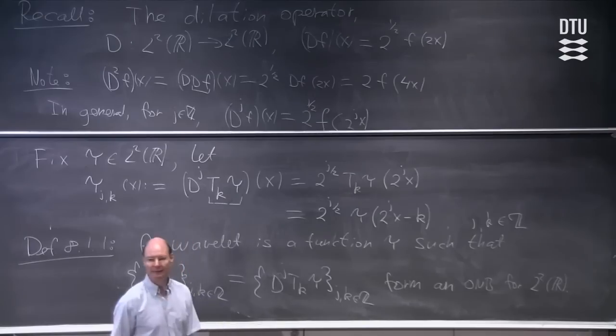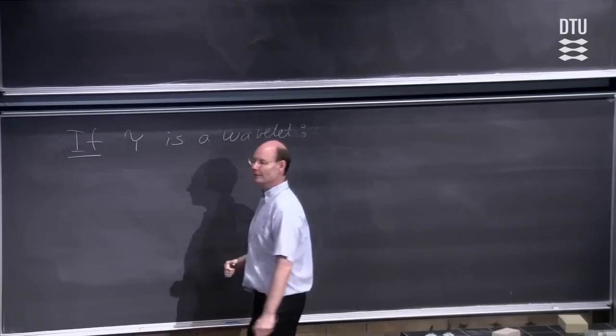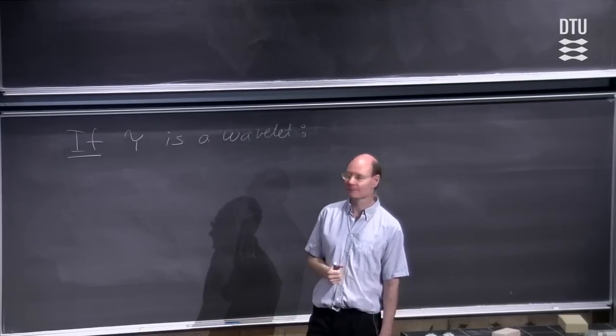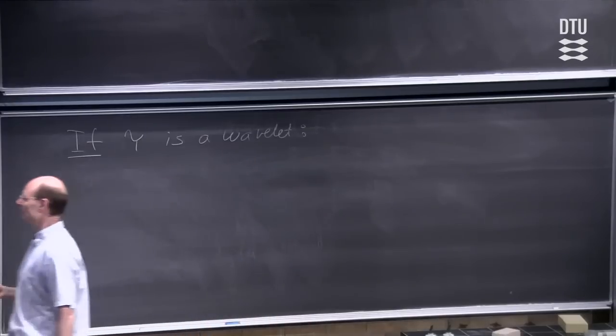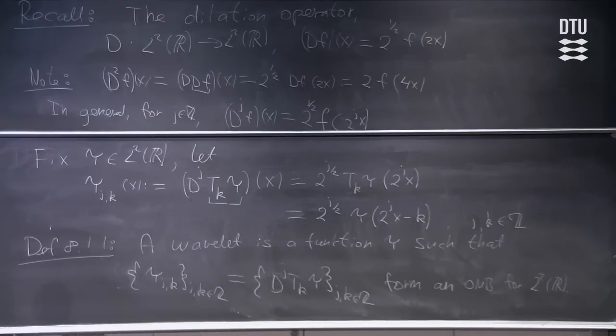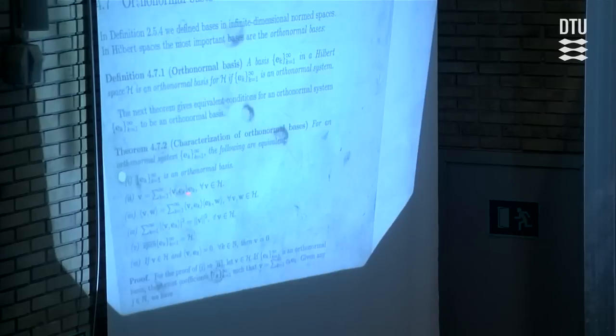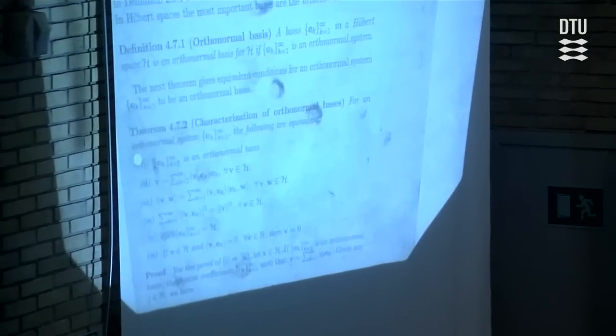So why are we so interested in getting this orthonormal basis? If psi is a wavelet, then we get that all elements, all functions in L2 of R can be represented as infinite linear combinations of the functions of this type. And how do we get that? We again just refer to our main statement for orthonormal bases. So if we have a wavelet, then all the functions that are here form an orthonormal basis, and this means that we can go back to our statement here and say, if you have an orthonormal basis, then all elements in the space can be written like this. So let's just write that down.